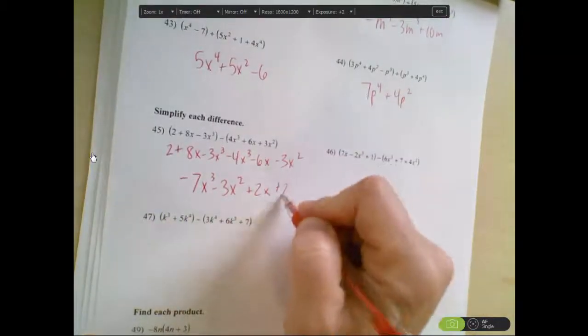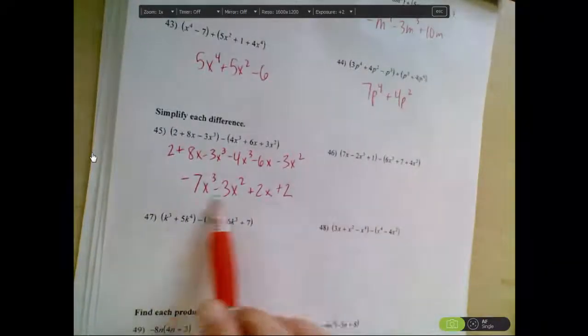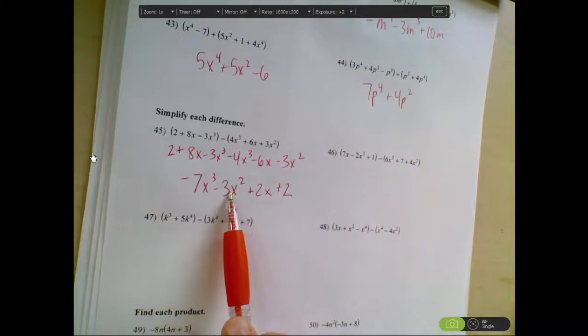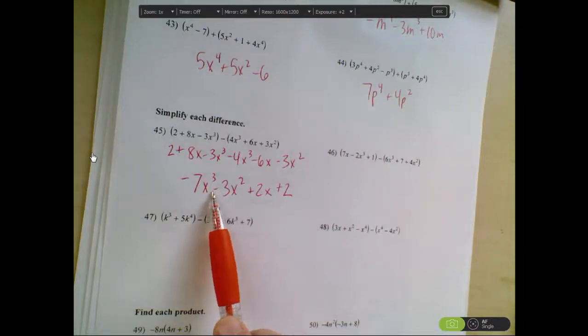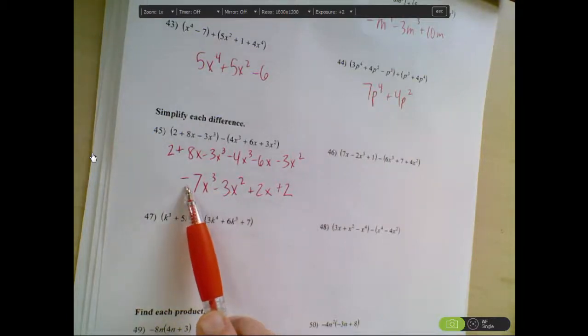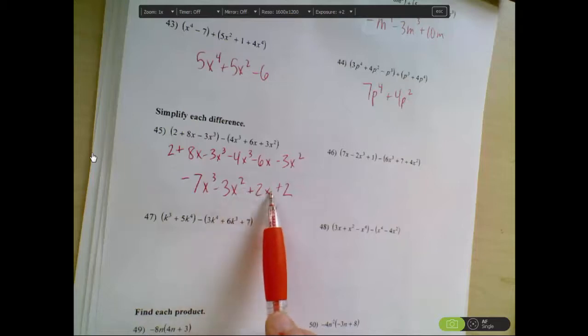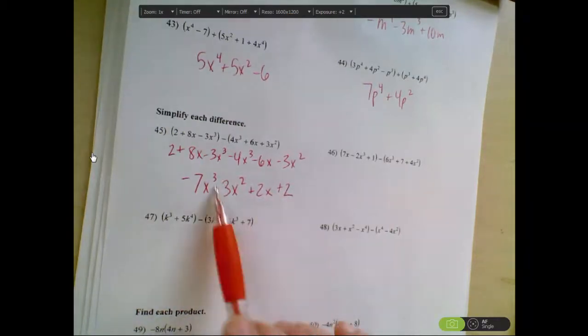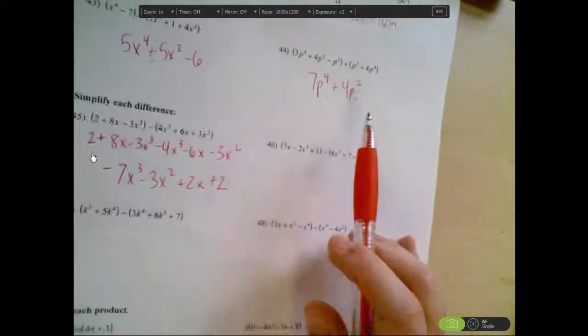Now let me explain something to you. You can have these four terms in any order you want, but wherever you have the 3x squared, it better be negative. And wherever you have the 7x cubed, it better be negative. And wherever you have the 2x, it should be positive. And wherever you have the 2, it should be positive. But they can be all mixed up as long as all those things are true.